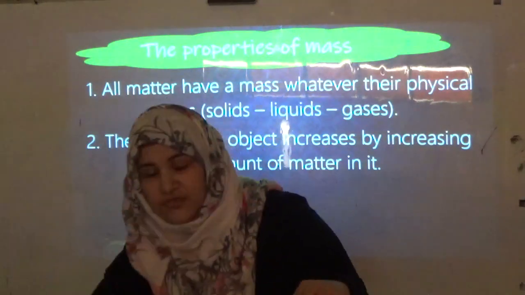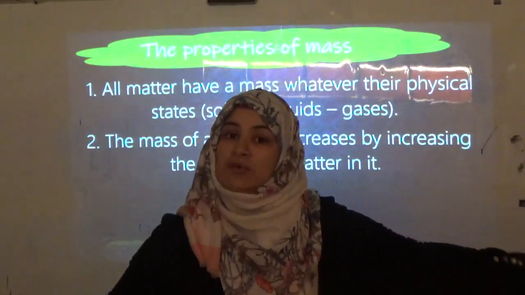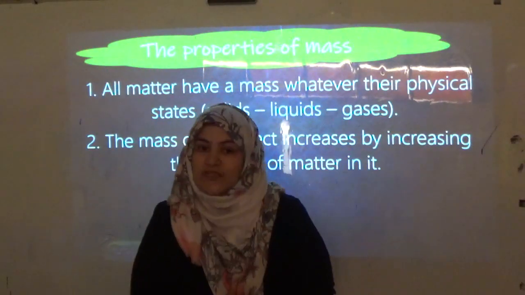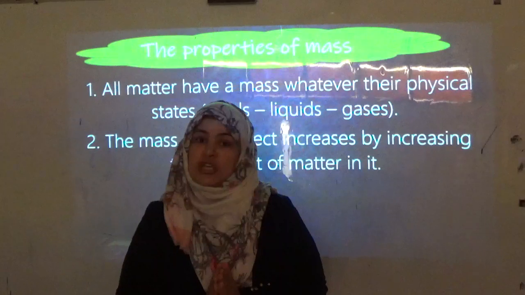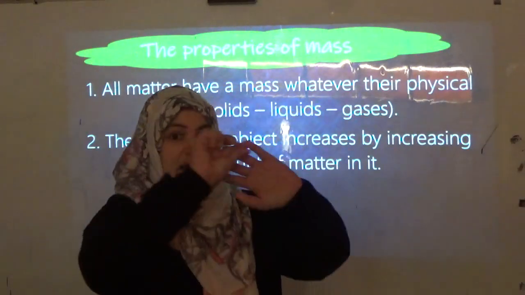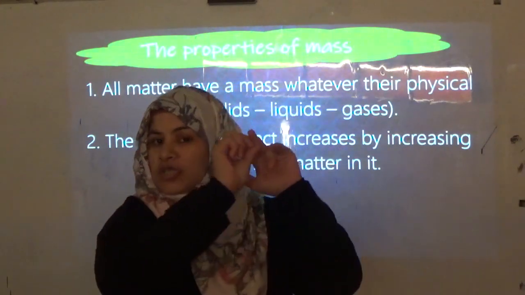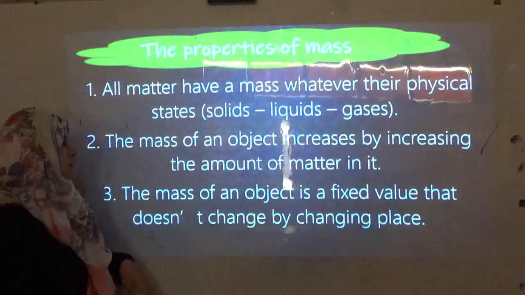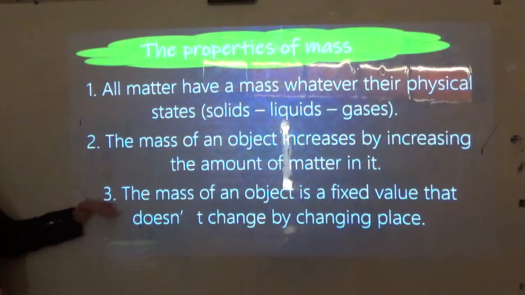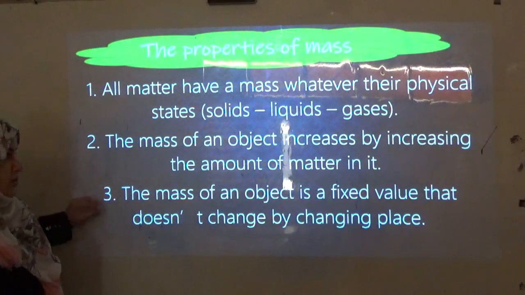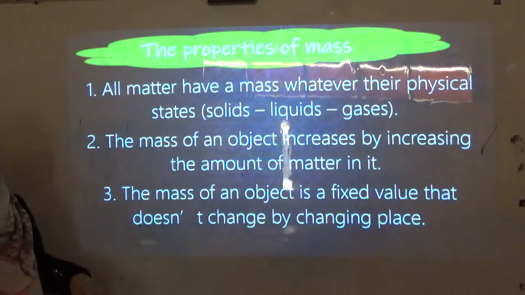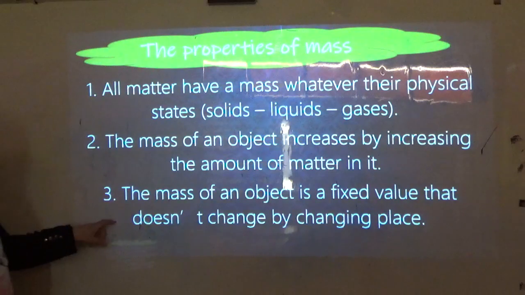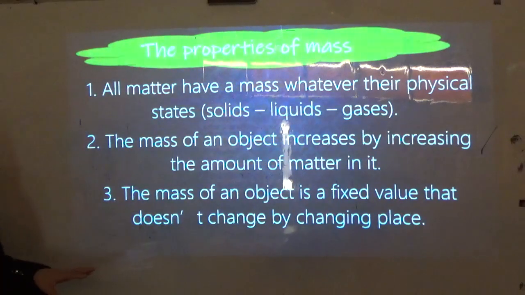Your mass on the surface of the Earth is equal to the mass of your body on the moon or any other planet. So we should know that the mass of an object is not changed by changing place. So we call it a fixed value or stable value because it doesn't change by changing place. So the third property here, and the most important one, because we usually mention it in the science exam, is that the mass of an object is a fixed value that doesn't change by changing place.